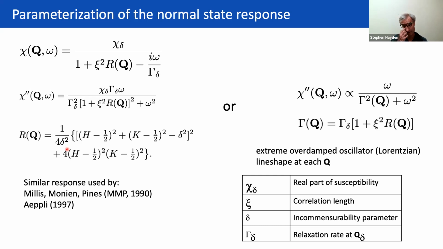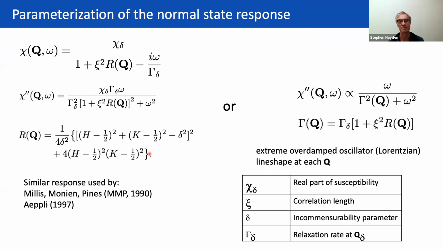So now a bit of fitting and parameterization of the data. We're able to do a pretty good global fit to this cross section, which is the Millis-Monien-Pines type cross section. We use a similar one in this paper here, just modified, of course, to give the 4 peaks. You have to use this R function, which is proposed by Sato and Maki.